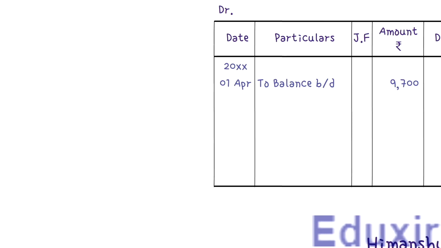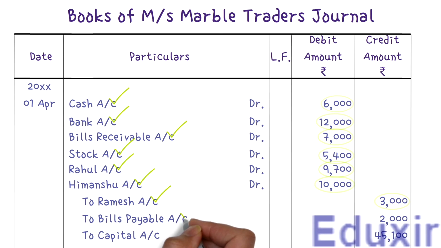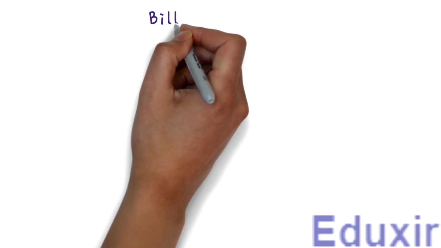Let us now take up the next entry. As the name suggests, it needs to be posted on the credit side of bills payable account and the credit amount is 2000 rupees. Note that the details that need to be posted into the particulars column is balance brought down. For posting this entry, we need to create a ledger account for bills payable as it is not yet created. Let us first write the title as bills payable account.